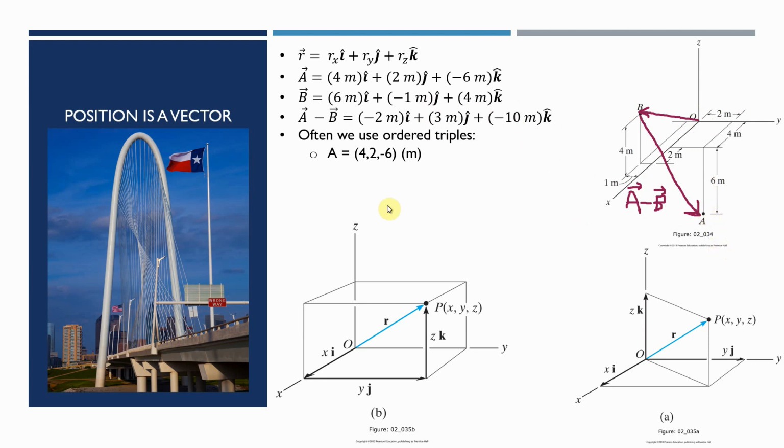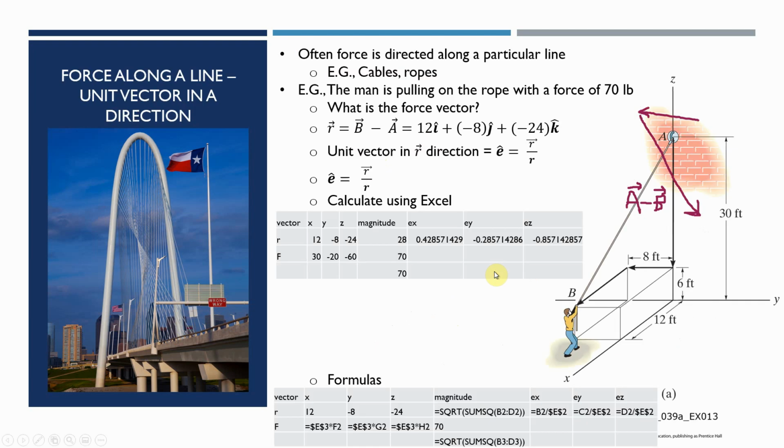Okay. Oftentimes we use ordered triples. A equals 4, 2, negative 6 with the units in parentheses at the end. Or we may do this, label a point with an ordered triple. And I better clear out the screen again so it doesn't keep following.